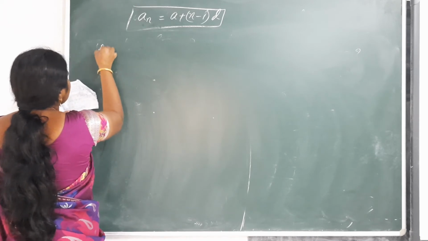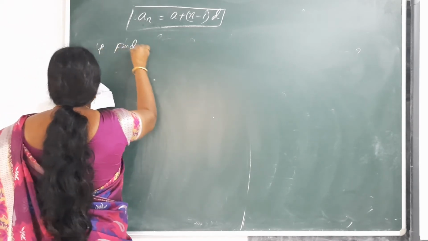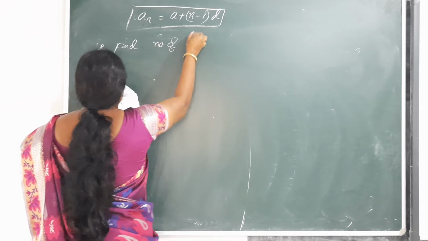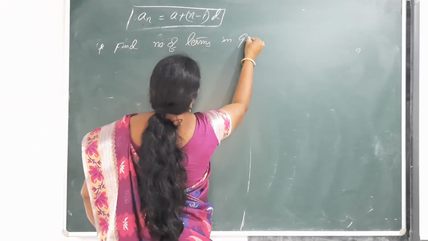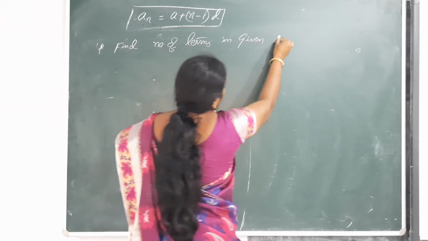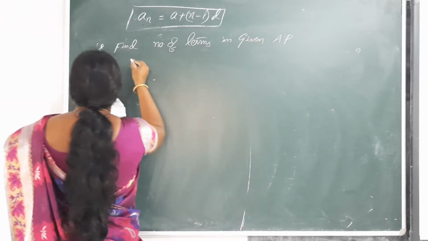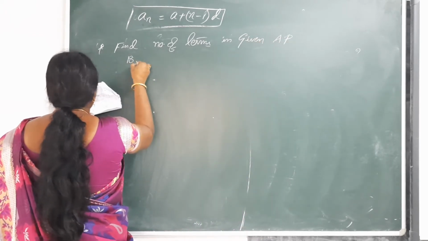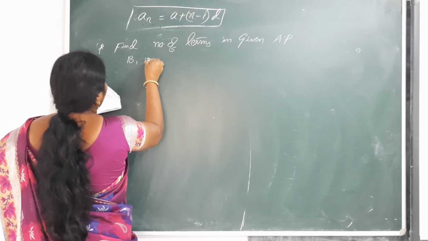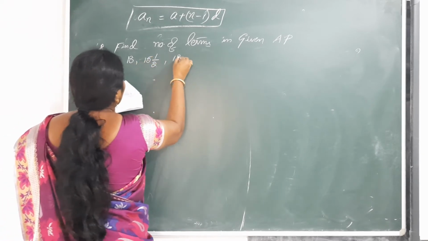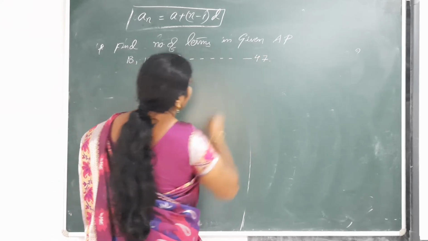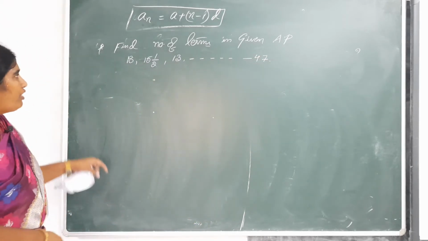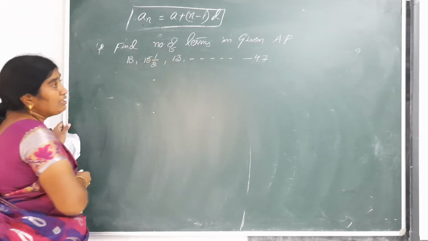Next sum: find the number of terms in the given AP. The given AP is 18, 15 and 1 by 2, 13, and so on, minus 47. The given AP is a finite AP. Find the number of terms in the given AP.